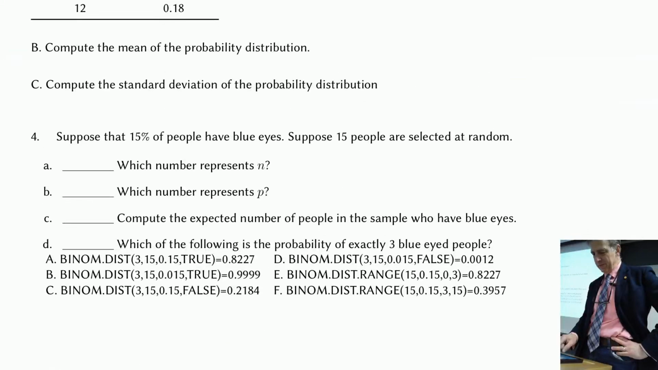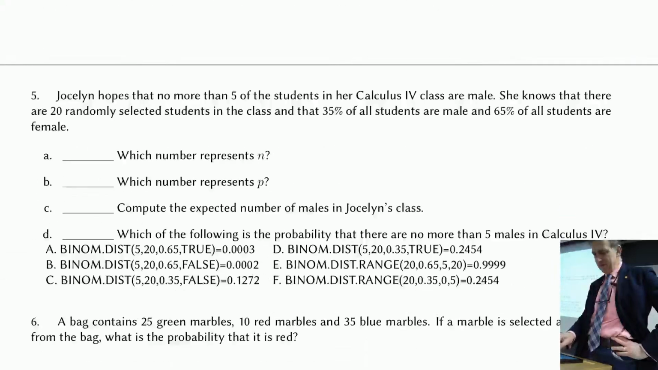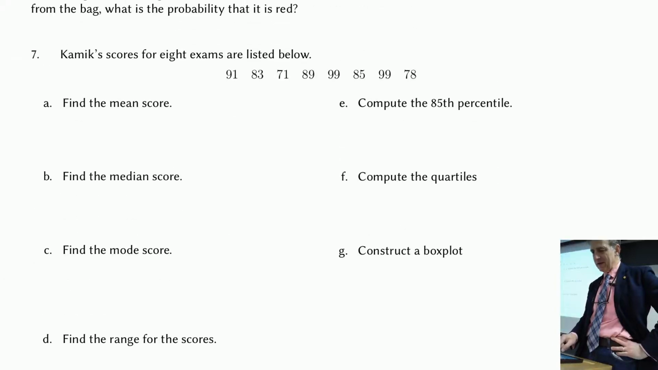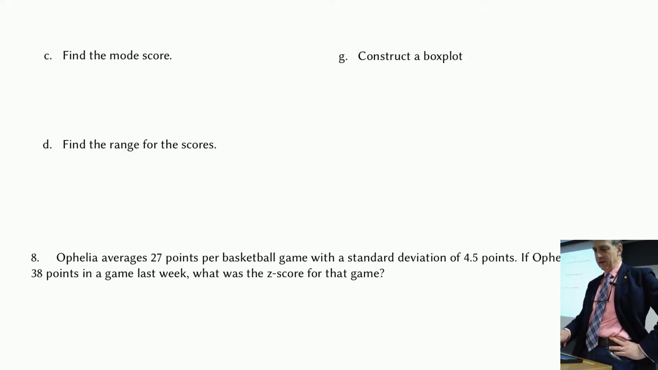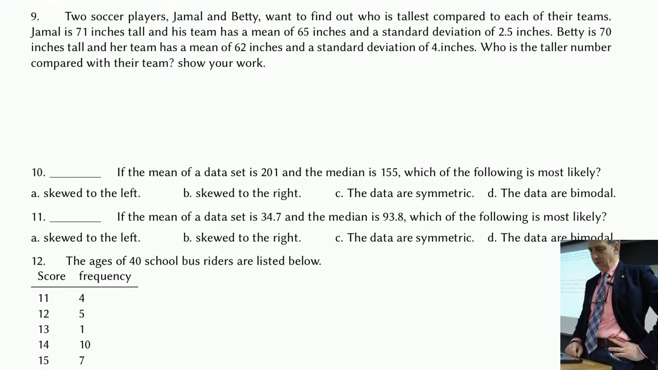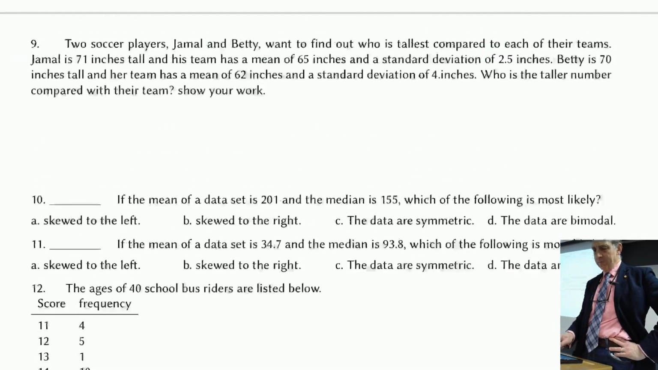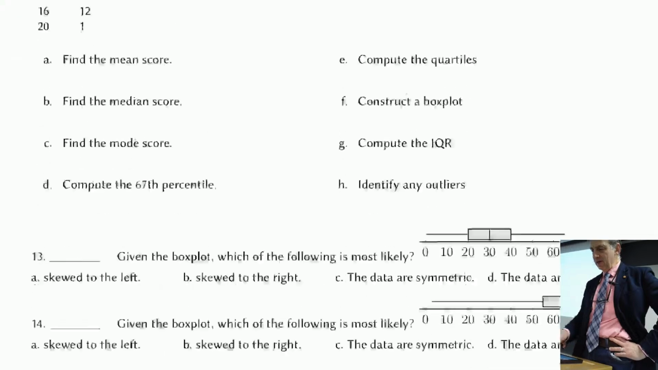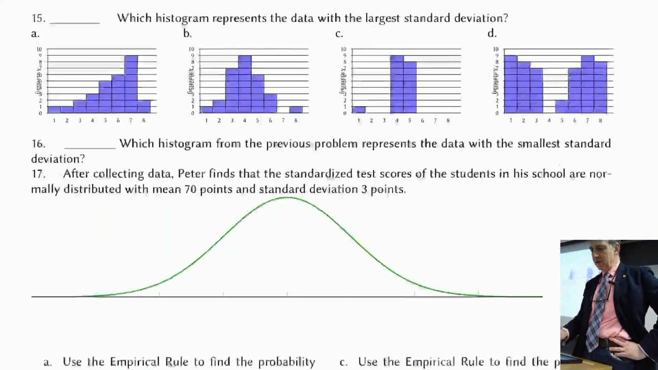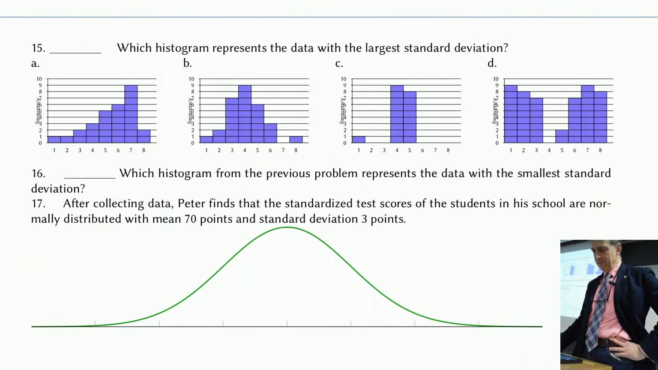Wow, I have two binomial problems on the practice test. Maybe I concatenated several exams, I don't know. So you have things like this, the mean, median, mode, which you should hopefully know how to do. Some questions about z-score, some skew. You've seen this sort of thing before.